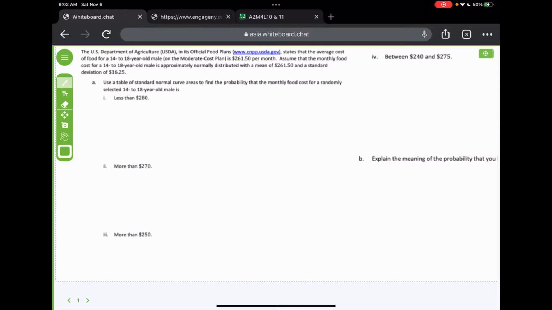Find the probability for the selected 14 to 18-year-old male. So if we look at less than $280, that's our value. So let's go ahead and say 280 minus $261.50 over the standard deviation. And this is going to give us our z-score. Our z-score is equal to 1.1384. Now let's just round that. Since our chart only goes to the hundredths, let's call it 1.14.